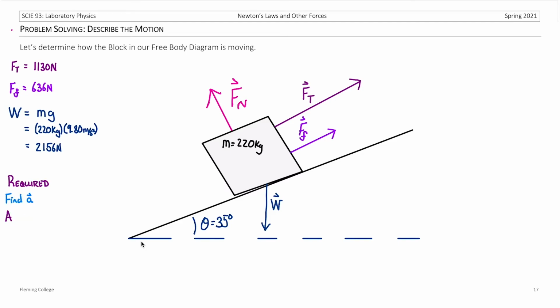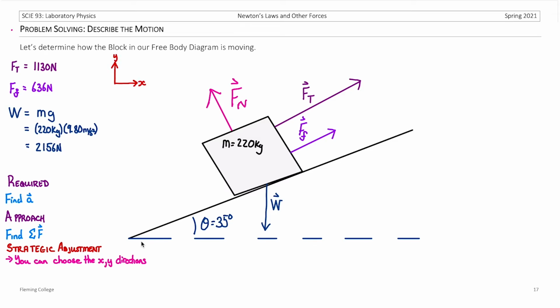So our approach is going to be to find the net force. There's a very powerful strategy here you should apply. You can choose the X and Y directions. And often we just see students choose Y to be straight up and X to be directly to the right. But in problems like these, that means that you're going to have to decompose the force of tension into X and Y, the force of friction into X and Y, and the force normal into X and Y. And the only force that is actually directly in your coordinate plane is W.